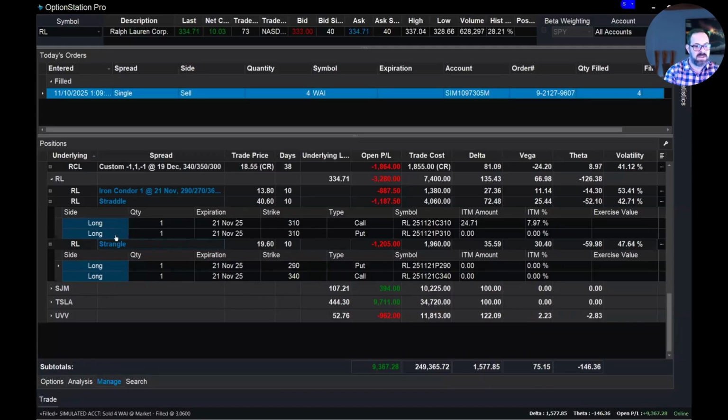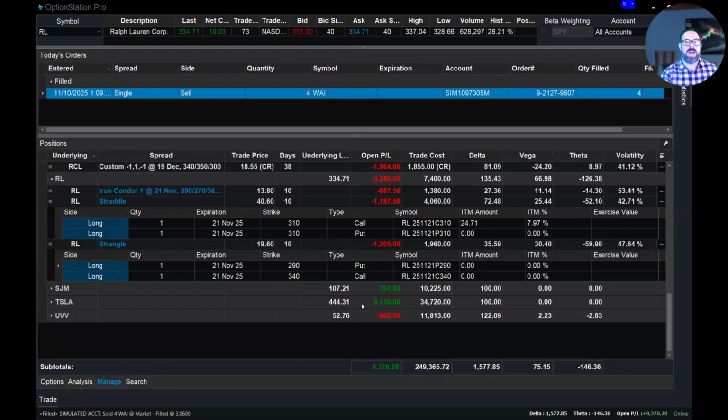In this case, where's the entry? Oh, the straddle was for 40.60 and the strangle was only 19.60, so it's half. Now they're both losing right now because I didn't exit when I should have, and that's okay. I just wanted to show you this strategy, so I kept it open even after the earnings.